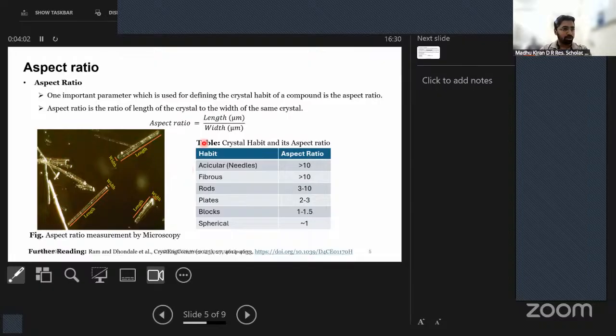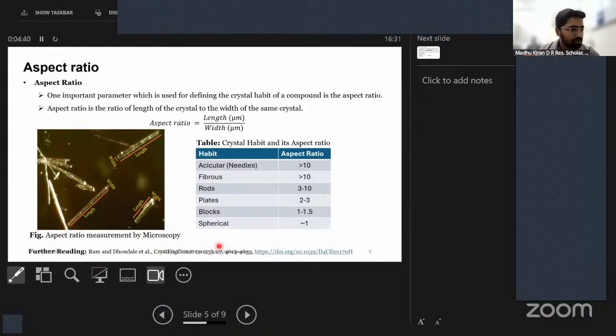Suppose like as you can see in this table, there are different types of crystal habit and they have a characteristic aspect ratio. Suppose acicular or the needle shaped, they will be having aspect ratio of usually more than 10, and similarly for fibrous, they will be having aspect ratio of more than 10. And if rods, the aspect ratio will be between 3 to 10 generally. And the plates 2 to 3, the blocks 1 to 1.5, spherical it should be basically 1, because all the sides the diameter will be the same, so there won't be any changes, it should be 1.